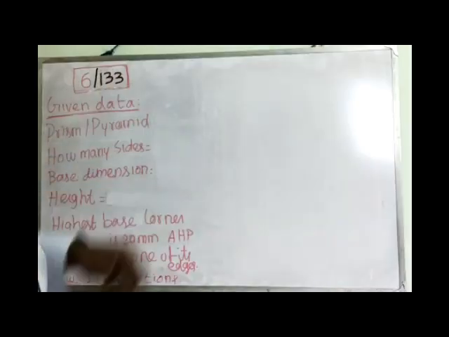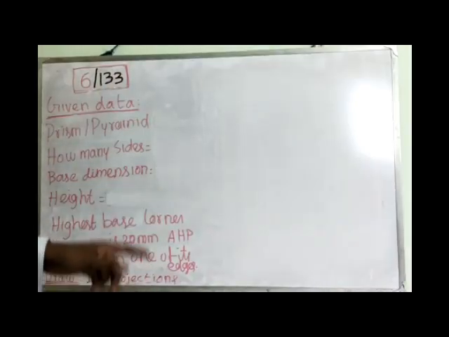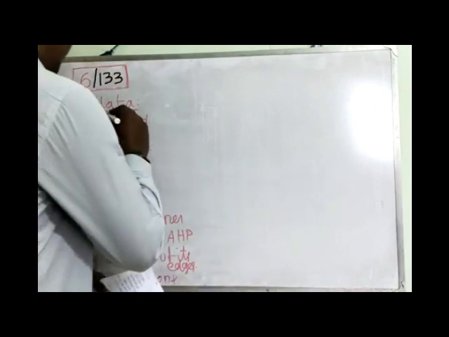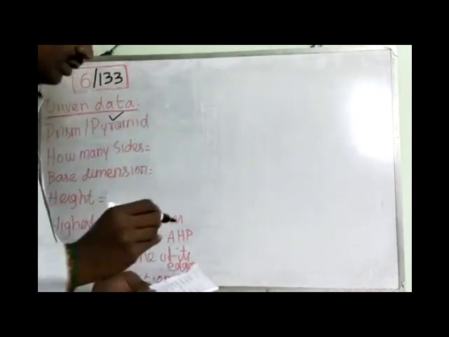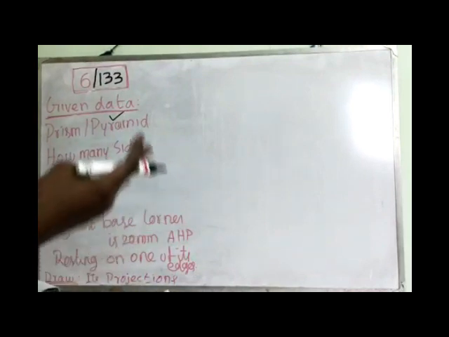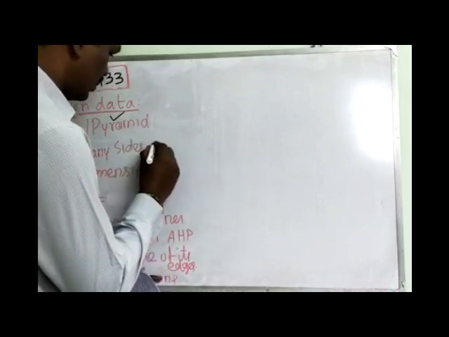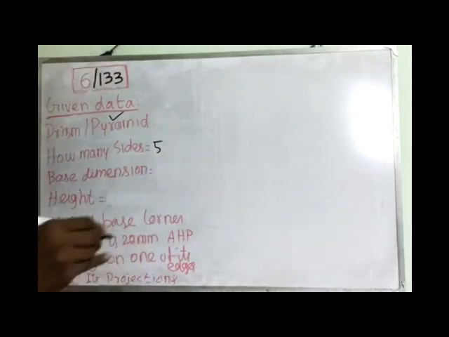Page number 133. So first we identify whether it is a prism or a pyramid. From this question, this is a pyramid. Next we have to identify whether this is a 4-sided, 5-sided or 6-sided one. It is a pentagonal pyramid. So this has 5 sides.